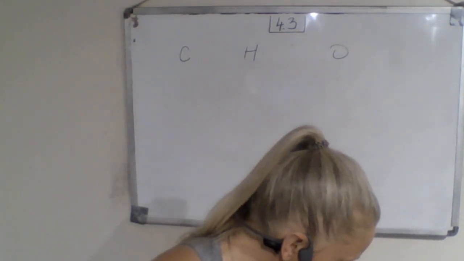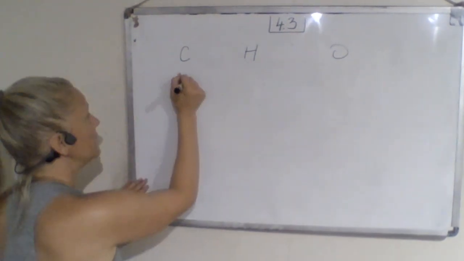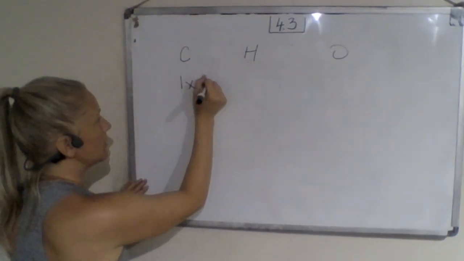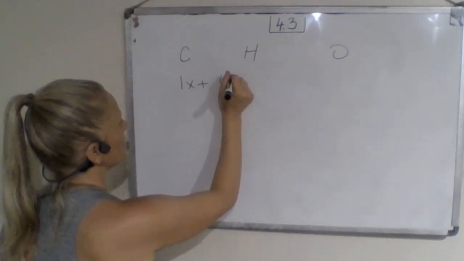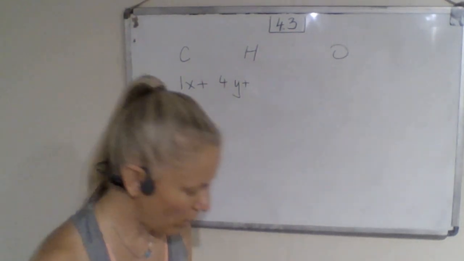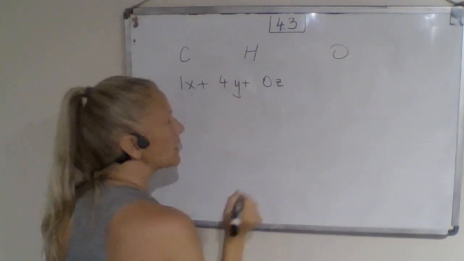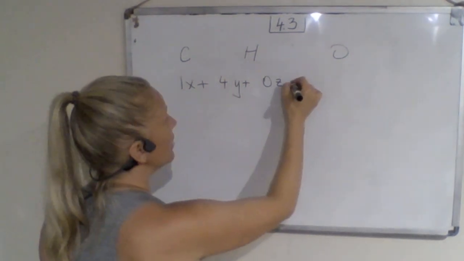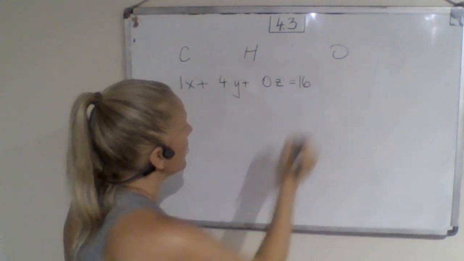Let's look at methane. C does not have a little number underneath it, so it's a 1x plus, how many hydrogens? 4, it tells me. Y plus how many oxygens? Nothing. I'm just going to write 0, Z, and I encourage you to do this every single time. Altogether, it has an atomic weight of 16. How did we write this?